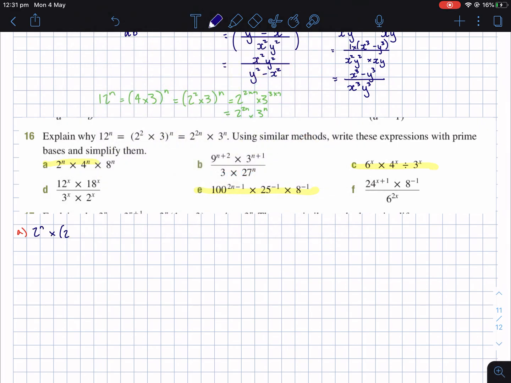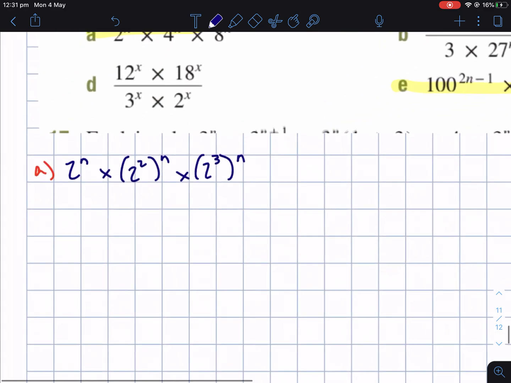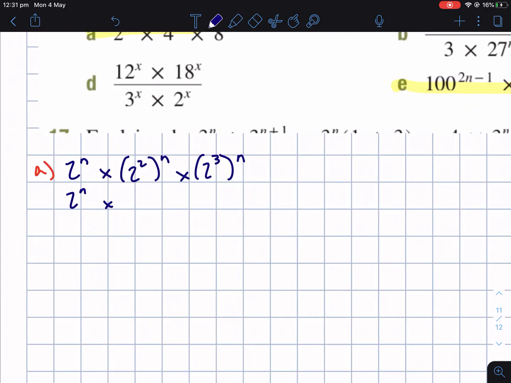4 is the same as 2 squared to the n. 8 is the same as 2 cubed to the n. So this is 2 to the n times 2 to the 2 times n, 2n, 2 to the 3 times n, 3n. So we've got n plus 2n plus 3n, 6n.